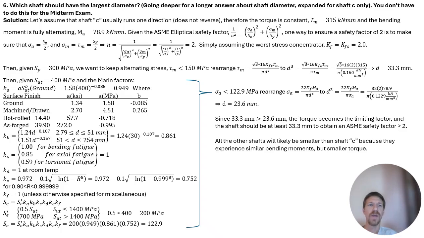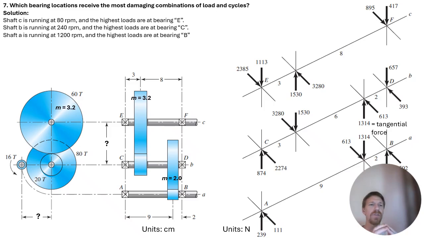So I went ahead and tried to do shaft C and found that a diameter of around 30 millimeters, 33.3 millimeters, was a good starting place for the diameter of that shaft. The next thing that we need to solve for is which bearing locations receive the most damaging combinations of load and cycles. So this involves some more critical thinking.